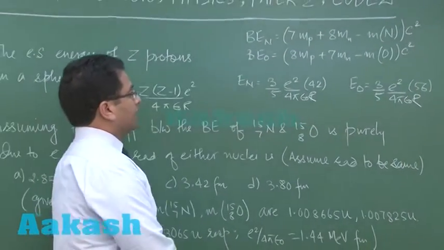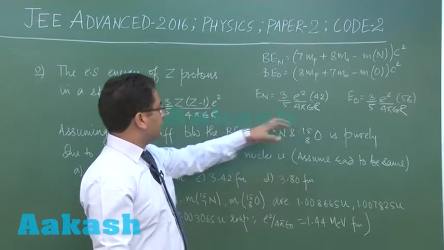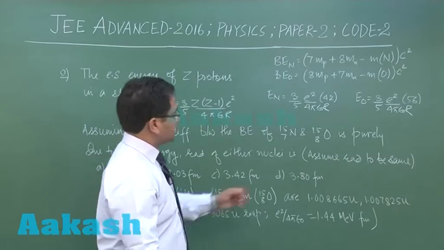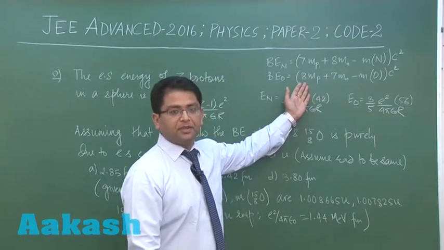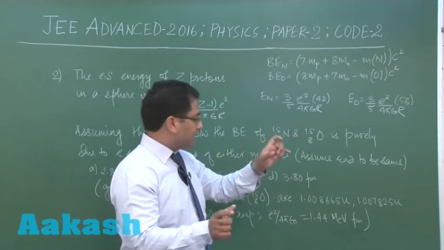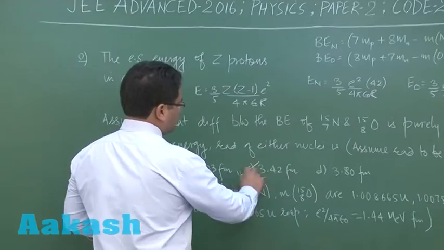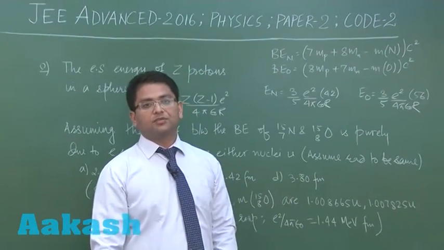Now here we calculated the binding energy by the regular method, and this is the energy of the sphere. Now according to the question, the difference of this is equal to the difference of this. So if you equate that, the answer that you get would be 3.42 Fermi-meter. So option number C would be the correct answer. Now let's move to question number 3.